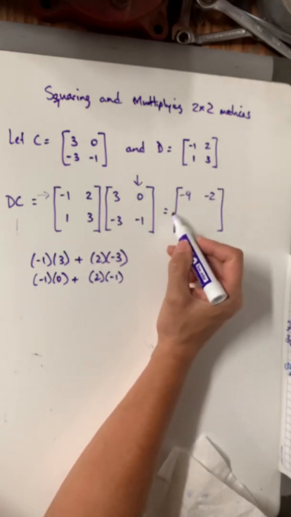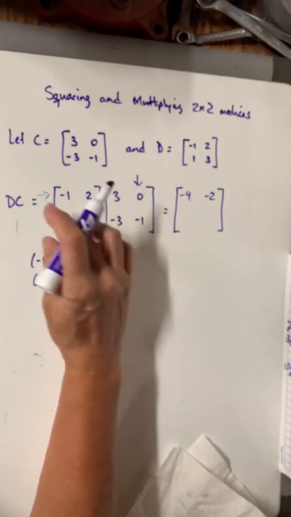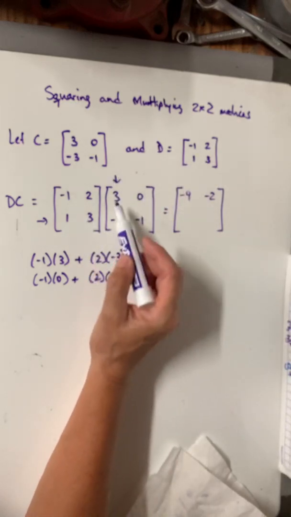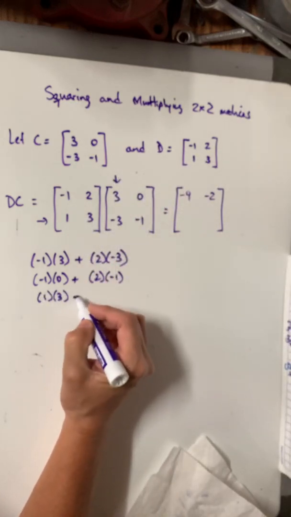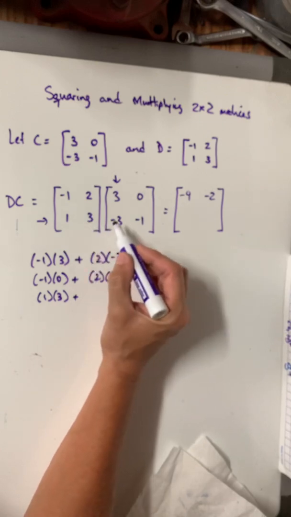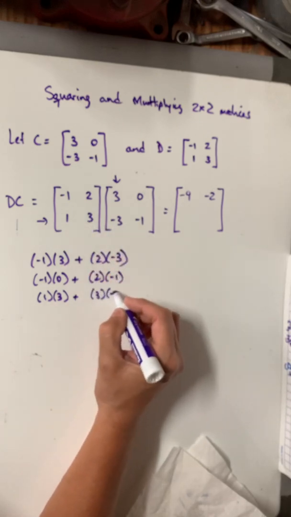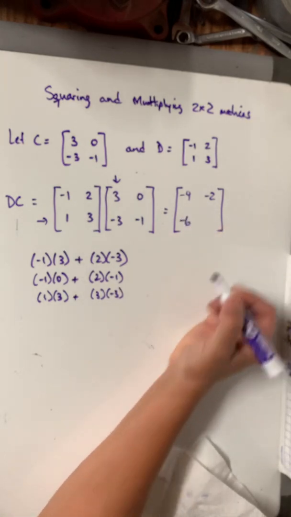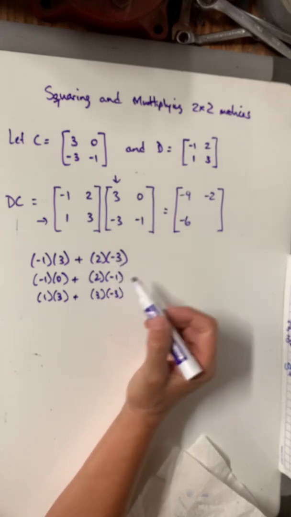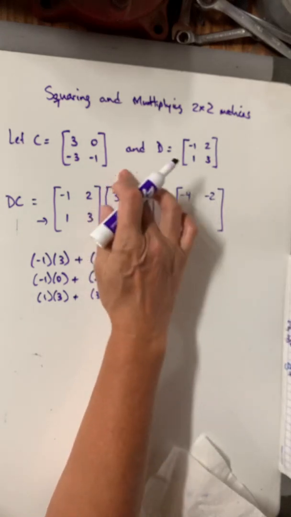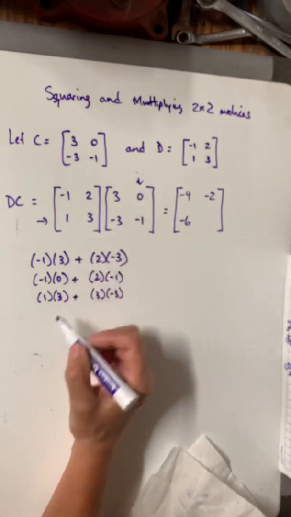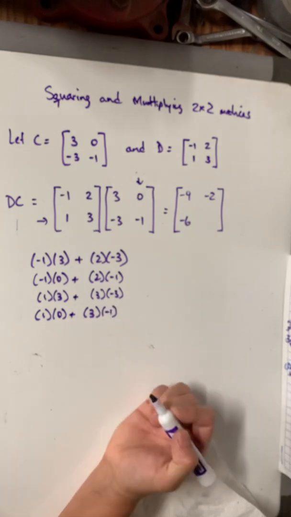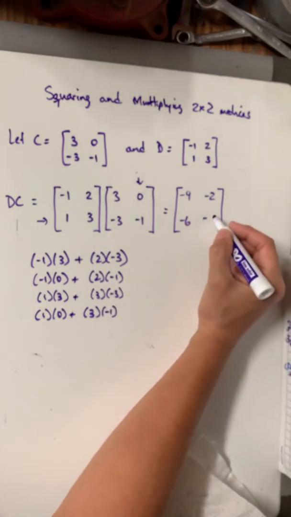This position is the second row, first column. So I'm going to go second row, first column. 1 times 3 is 3. 3 times negative 3 is -9. 3 and -9 is -6. And then finally, this is the second row, second column. So I'll do second row, second column. I have 1 times 0 plus 3 times -1 is -3.